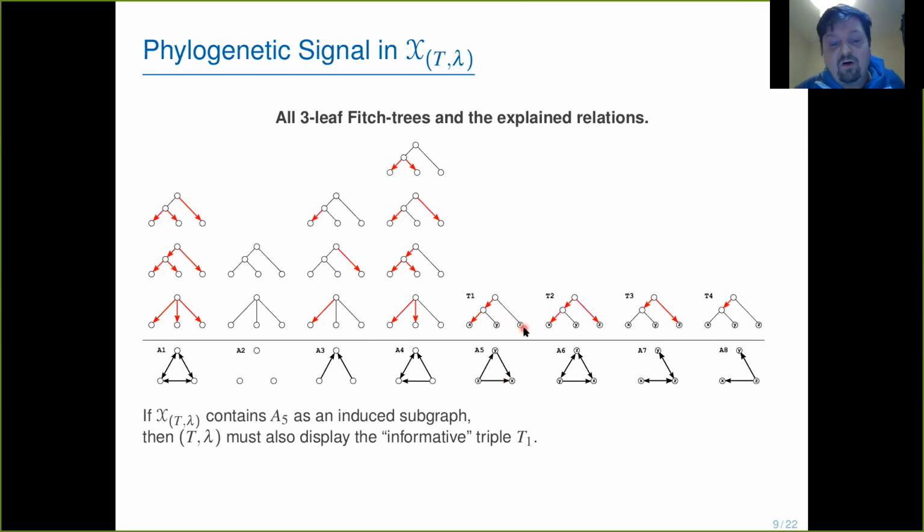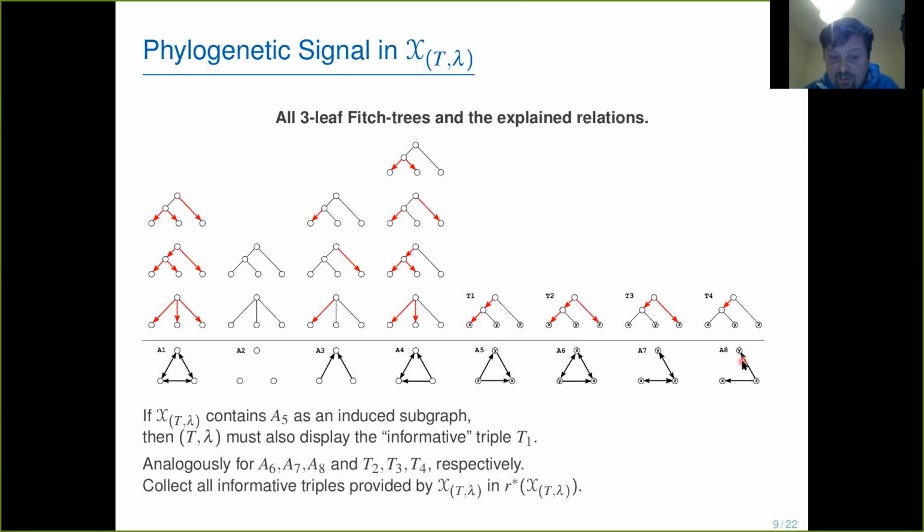And this is what we call informative triples. So whenever you have a relation, a big relation, not only on 3 vertices, and you find such a subgraph, you can collect this as an informative triple that must be displayed by the tree that explains the entire relation. And the same is true for A6, the same is true for A7 and A8, and so on. So we can collect all these informative triples. We collect them in the set R star of this given relation. And I mean, for free, essentially, we get a lemma that tells us that all triples in this set R star must be displayed by any tree that explains the underlying relation.